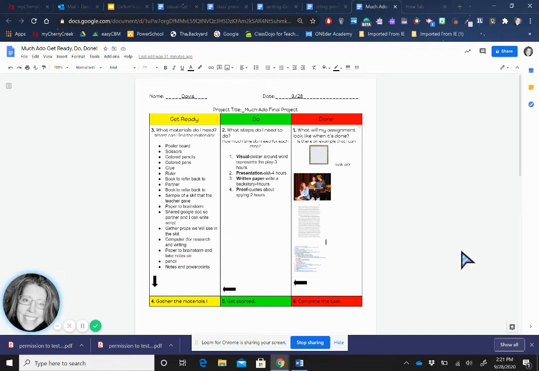Now, how did I figure that out? Well, I broke that big project into 4 separate get ready, do, done things. So I was able to estimate how long it would take me to get the whole project done.